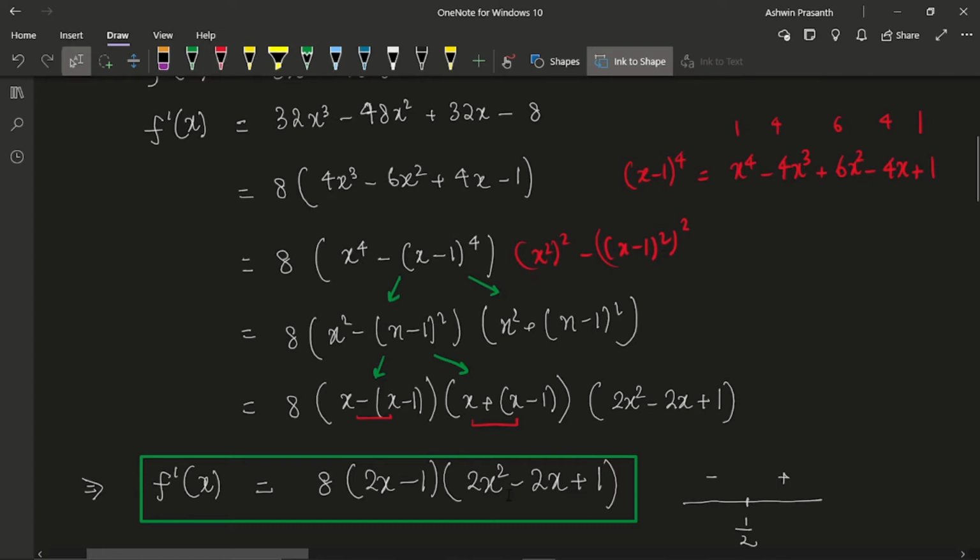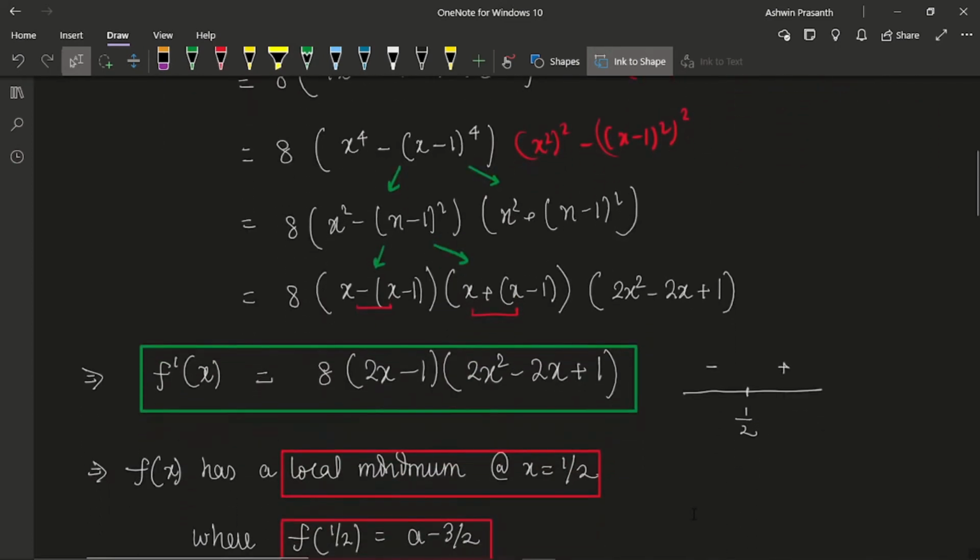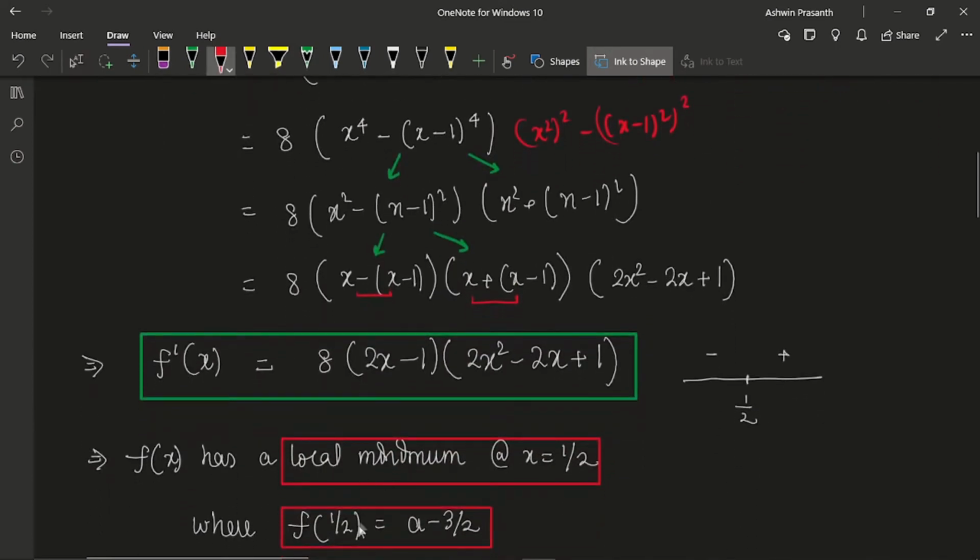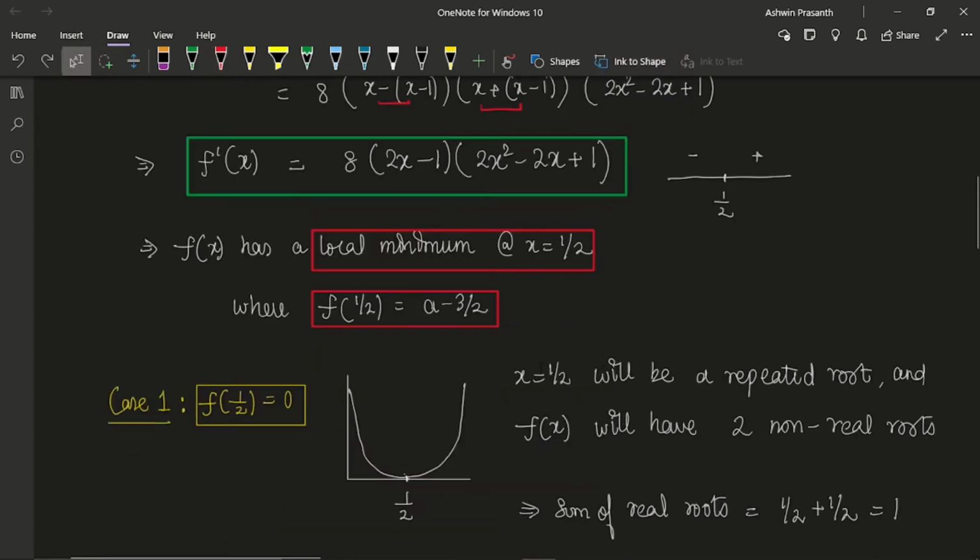So now we know that x equal to half is the only point of extrema and it is a local minimum. Also, I found f of half is equal to a minus 3 by 2, in case it is required. So we have three cases depending on the nature of f of half. Case 1: if f of half is equal to 0, we can say x is equal to half is a repeated root of f of x.